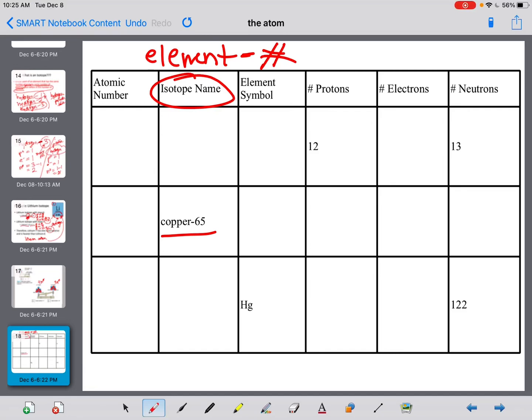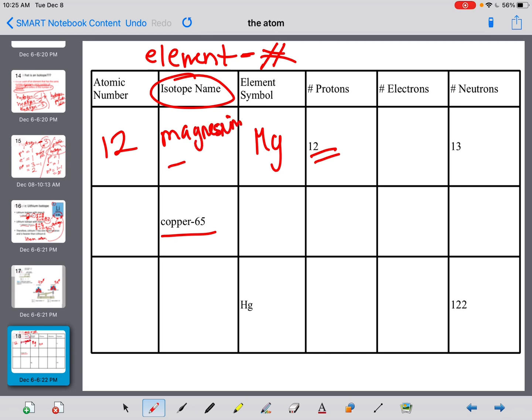All right, so let's see how you did. Remember that the number of protons is unique for each element. So if you look on the periodic table, the element that has 12 protons is magnesium. The atomic number here is 12, the element symbol is Mg, and the isotope name would be magnesium.